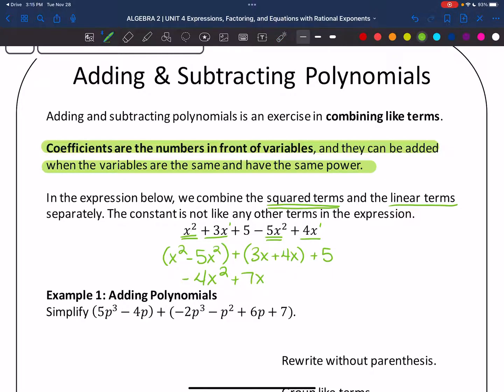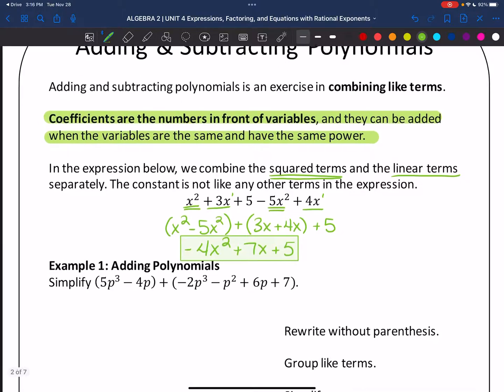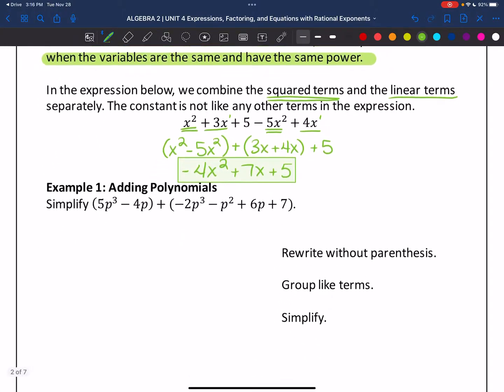That's our linear term. And then the constant is not like any other, so it is added at the end, not combined with anything else. This is our simplified expression after we have successfully combined all of those like terms. This is really all that we're going to be doing when we are adding and subtracting polynomials. We're going to be combining our like terms.